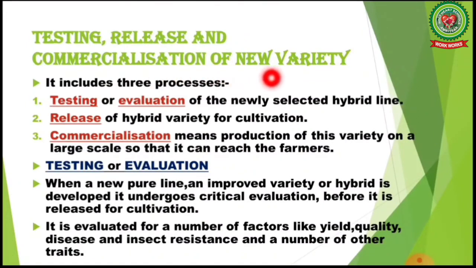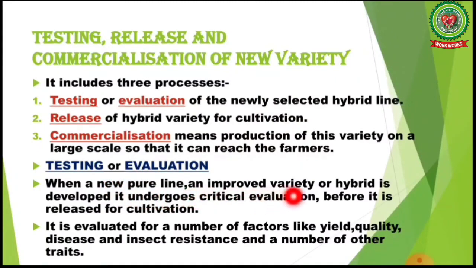Now, testing, release and commercialization of new variety. It includes 3 processes. First is testing or evaluation. Second is release. Third is commercialization. So talking about testing or evaluation of the newly selected hybrid line.